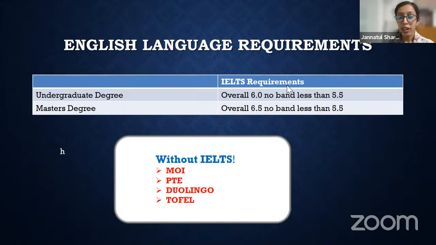So without IELTS, you can perform the other test also, like Pearson test, Duolingo test, TOEFL test. Also, you are eligible to apply with MOI if you have 70% marks in your bachelor degree. So here are the English language requirements for USA.